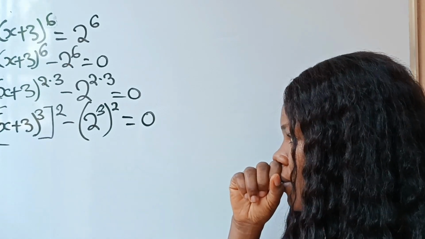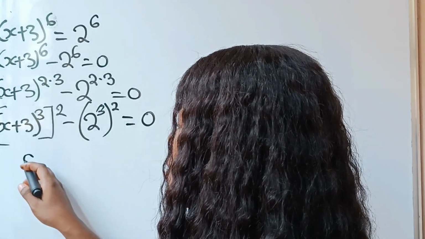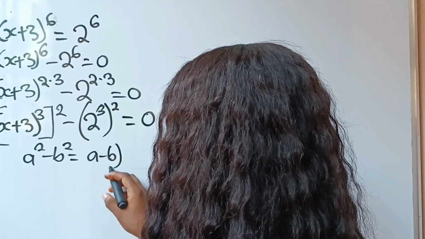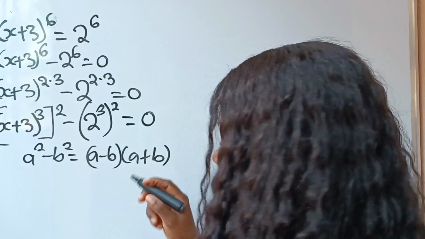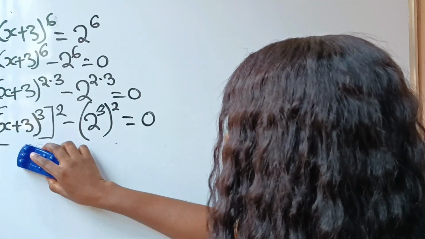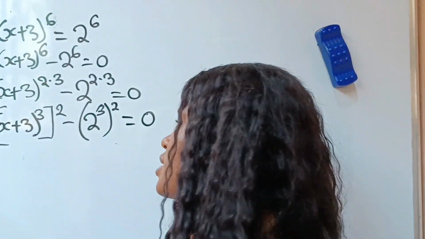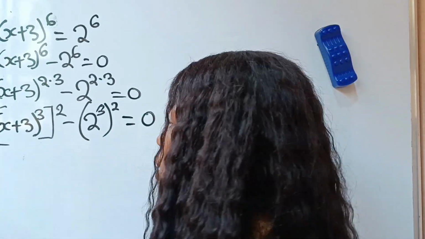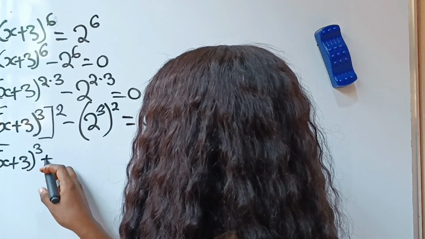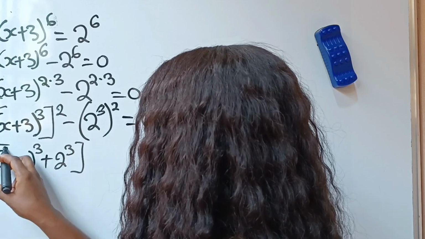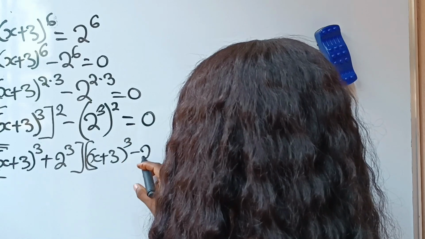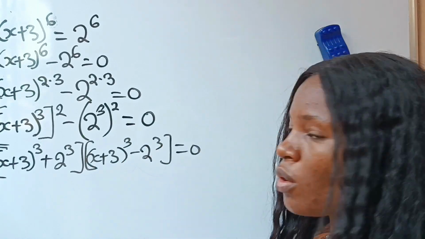All right, now this is a difference of two squares, which states that a² − b² is equal to (a − b)(a + b), or (a + b)(a − b). Therefore, we are going to express this in this form. So in this case, our a is this and our b is this. So it's going to be ((x+3)^3 + 2^3) multiplied by ((x+3)^3 − 2^3), and this is equal to 0.